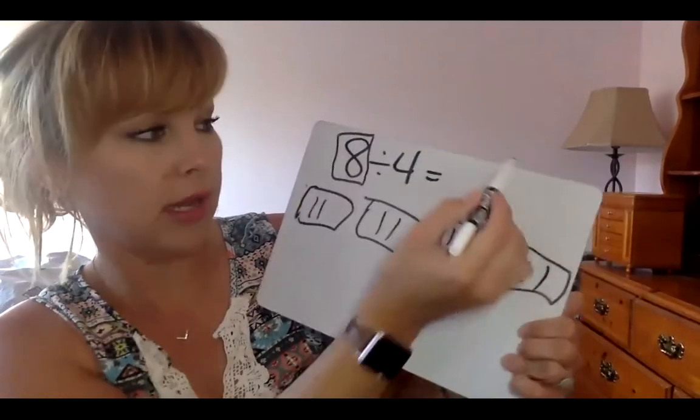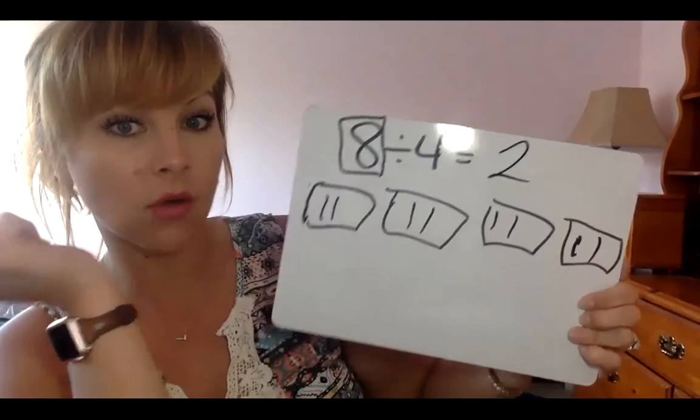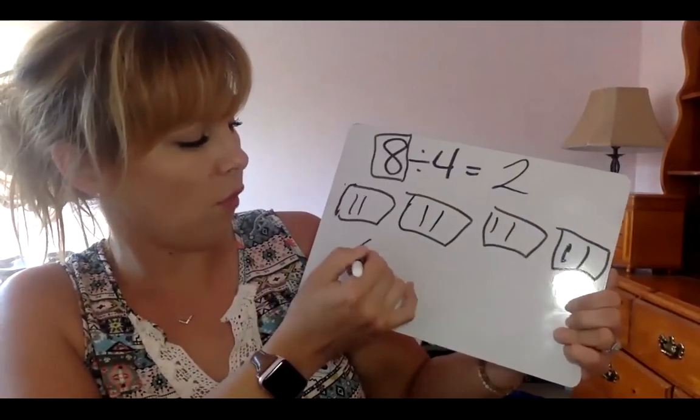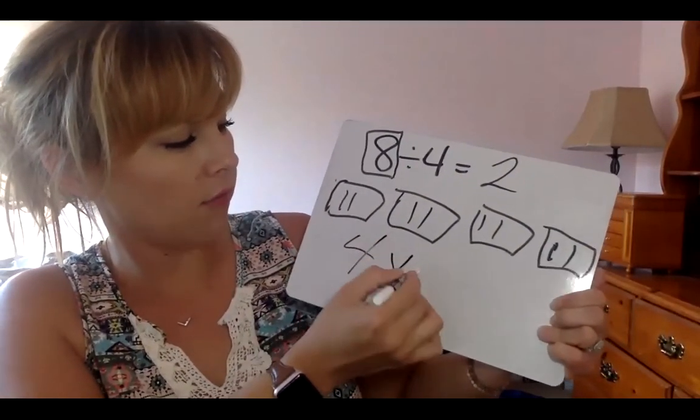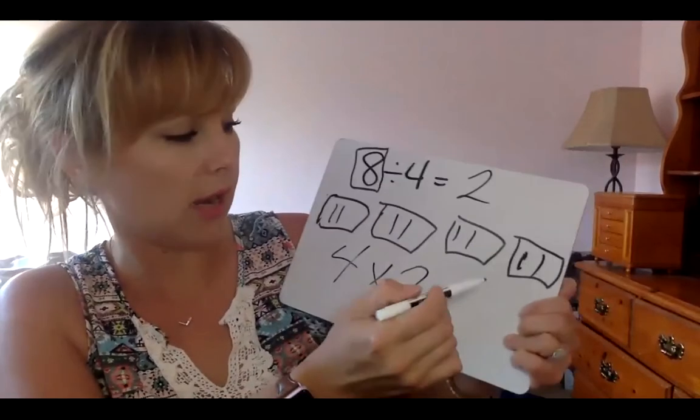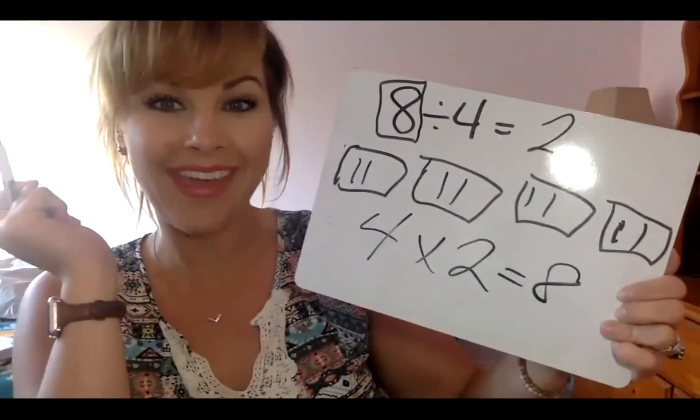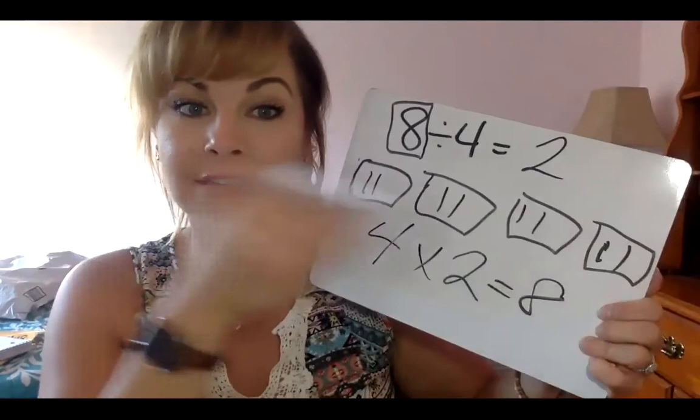How many are on each plate? There are 2 on each plate, or there are 4 groups of 2 pickles, and my total is 8. Okay? So what happened was I divided them up.